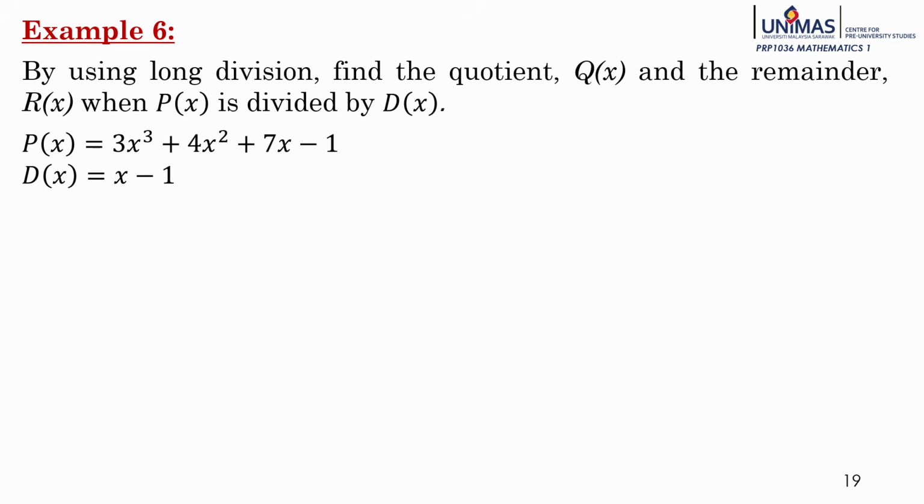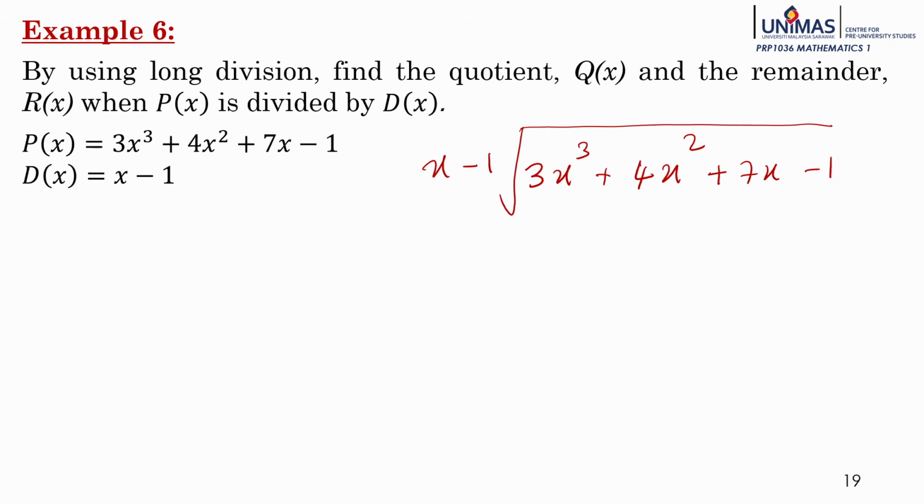Now let's see example 6. We have 3x cubed plus 4x squared plus 7x minus 1, and then divide by x minus 1. So the first step is 3x cubed divided by x. So 3x cubed divided by x, simplify, we have 3x squared. So we put here 3x squared.